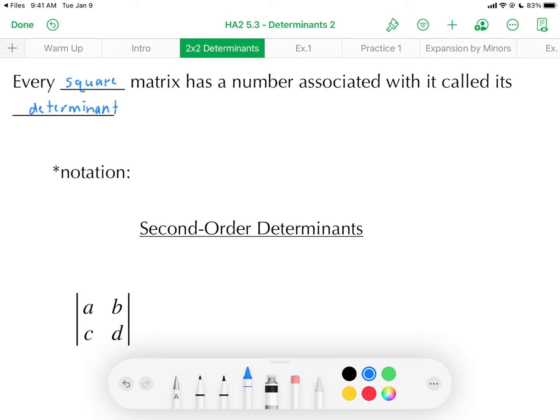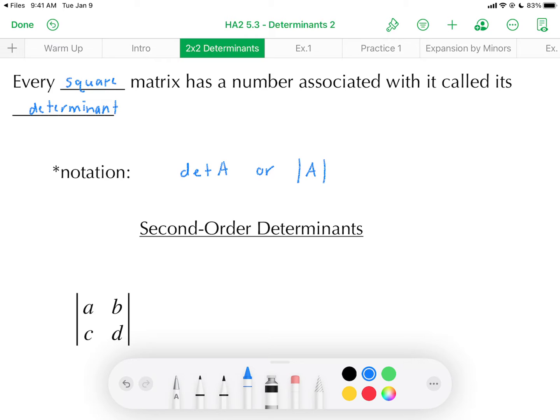Now, there's a couple notations that you can use to represent the determinant of a matrix. If I'm working with matrix A, I could put a DET in front of it. That means determinant of A. Or you put the A in what looks like absolute value bars. That means determinant as well.